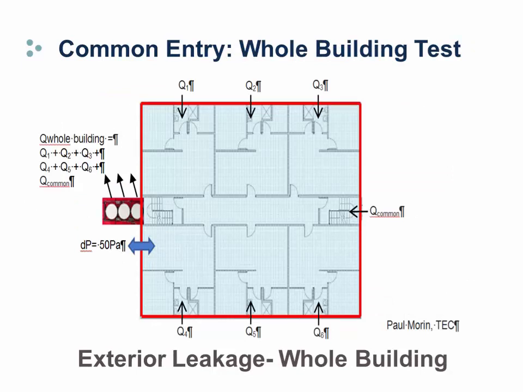The next test is a whole building measurement. For this test, all interior doors, both unit doors and doors within the units, are open to ensure that the entire building is tested as one single zone, giving you exterior leakage for the entire building.